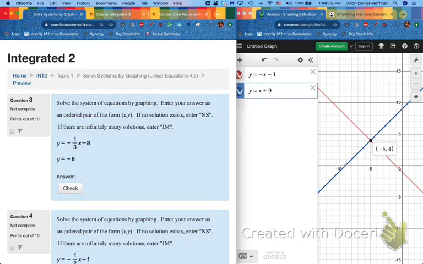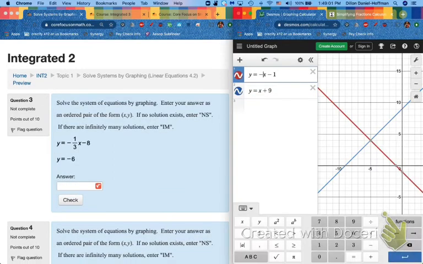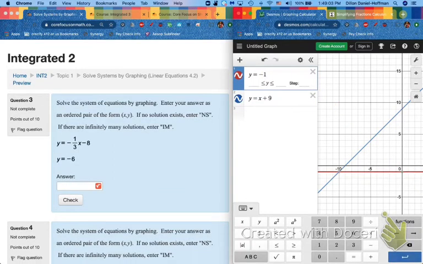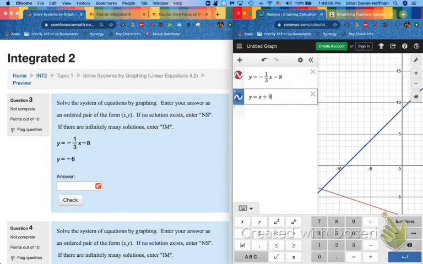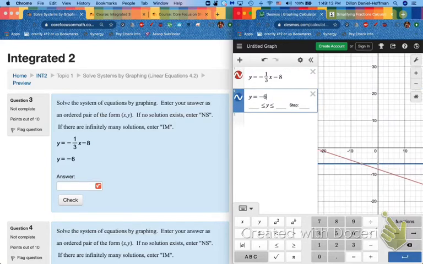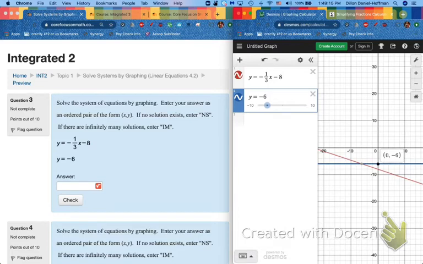So 3, I've got these two, -1/3 x minus 8, and then -6. Notice the graph y equals -6 is a straight line that just touches the y-axis at -6. And then in the middle, they touch at the point (-6, -6).